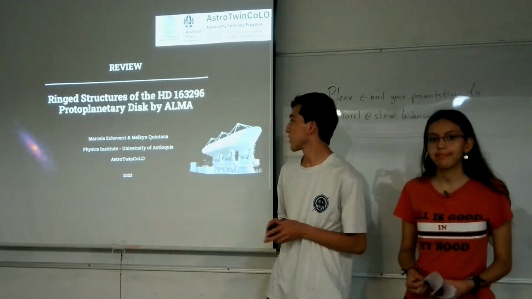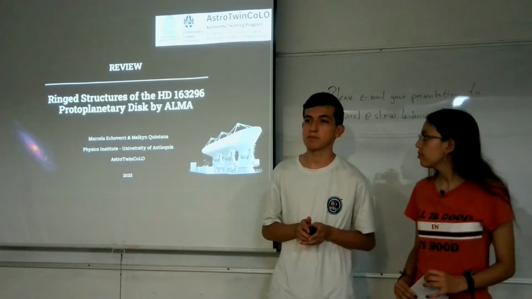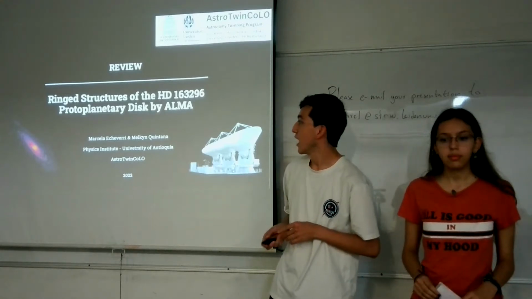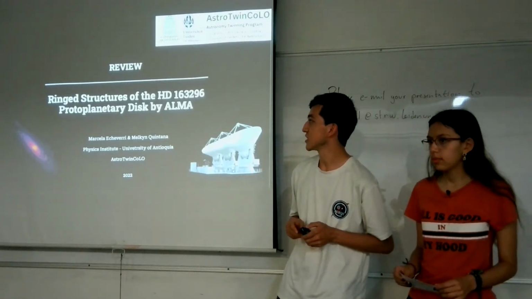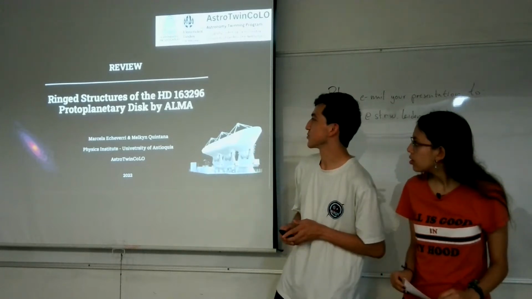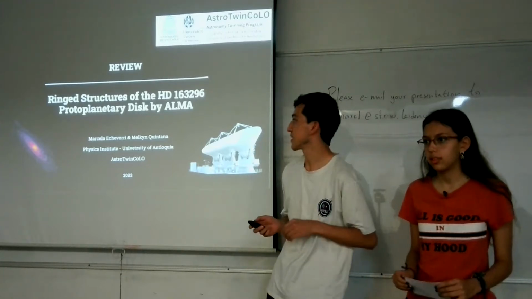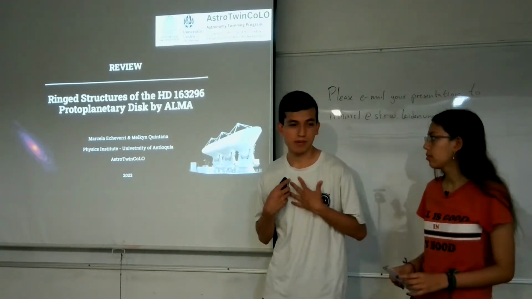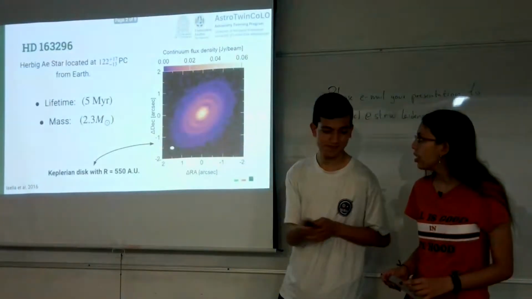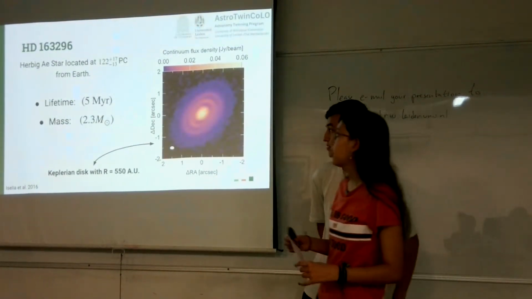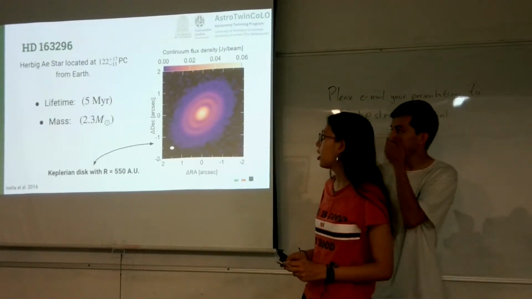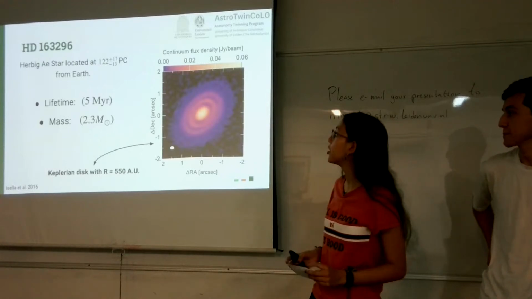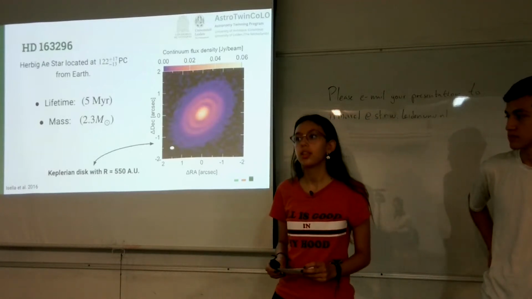Okay. Hello everyone. We're gonna talk about a review of a paper of Andrews et al. of 2016 about the ringed structures of the HD 163296 protoplanetary disk with observations made by ALMA. Our names are Melkin and Marcela. Let's start. HD 163296 is a Herbig Ae star located at 122 parsecs from Earth.